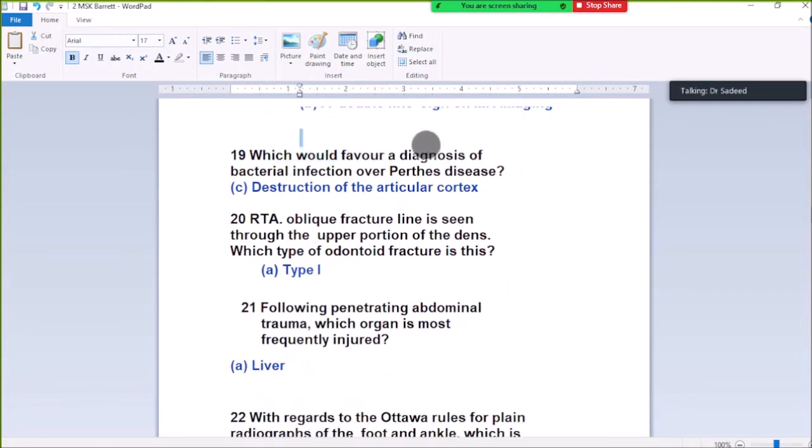19. Which would favor a diagnosis of bacterial infection rather than rheumatoid arthritis? Destruction of the articular cortex. Now, when the articular cortex is destroyed, it shows bacterial infection rather than rheumatoid arthritis.